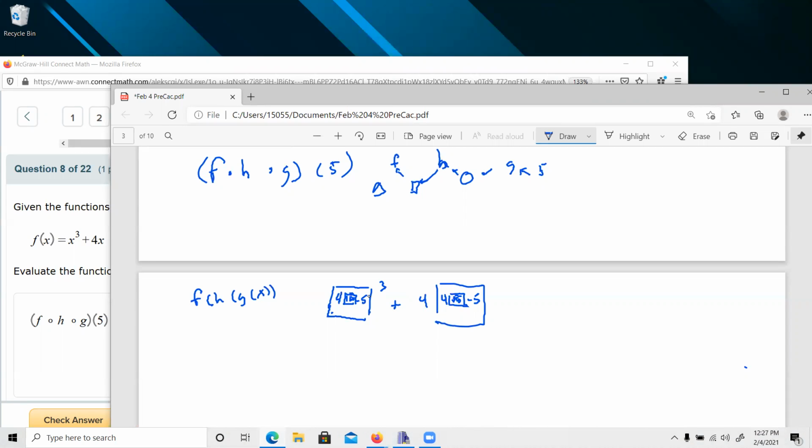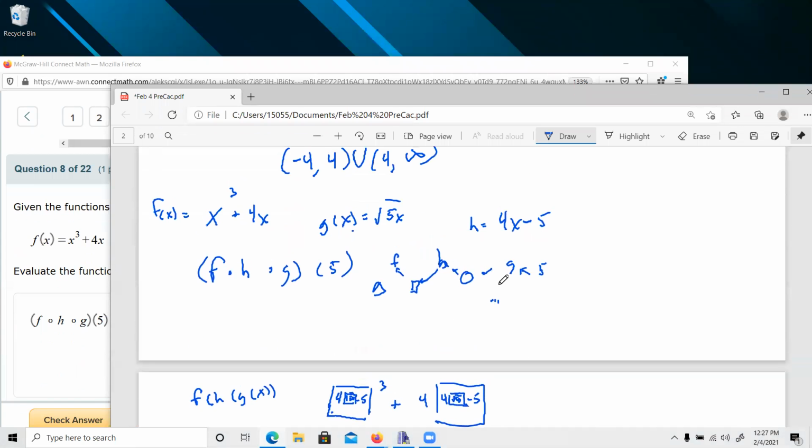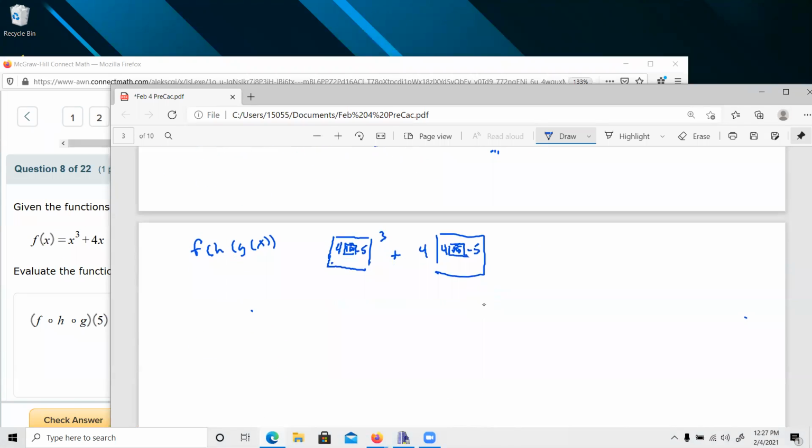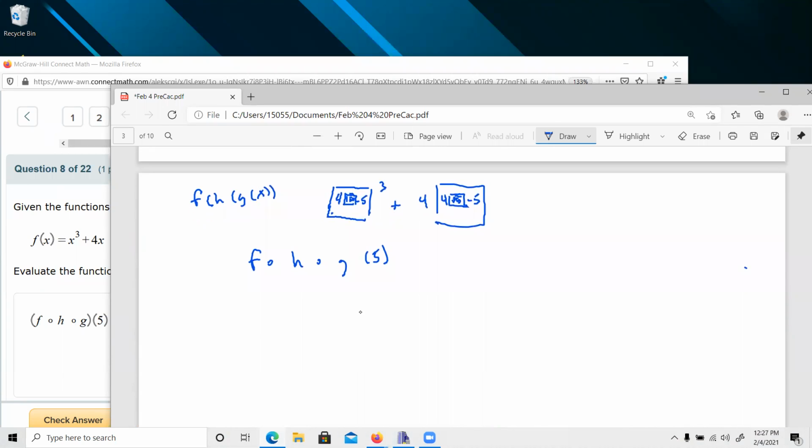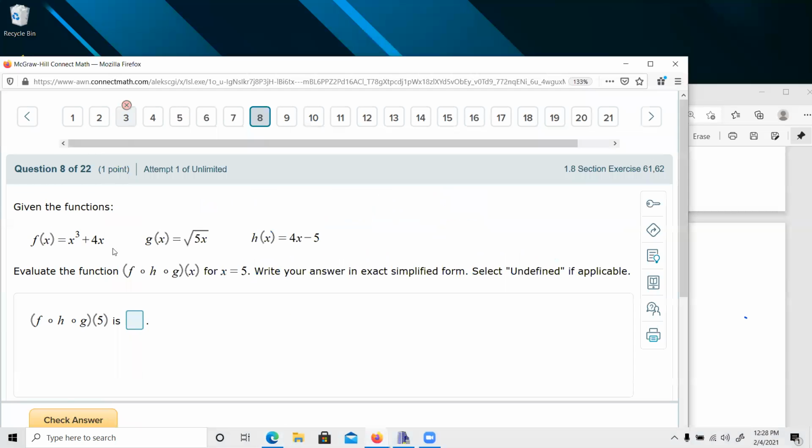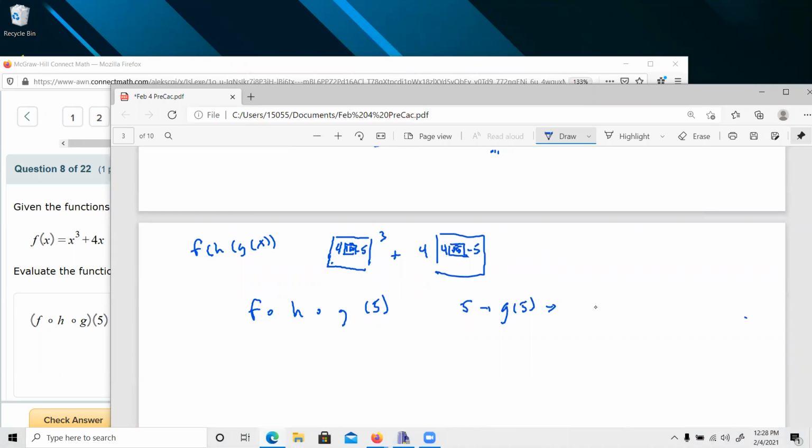As much fun as that sounds, I think I'd rather do it this way. This looks like a lot of work to cube this thing out and deal with all of this. So yeah, let's take a better way. This is f circle h circle g of 5. Let's start evaluating. What's g of 5? 5 goes in. What comes out? And g, remember, g is the square root of 5x.